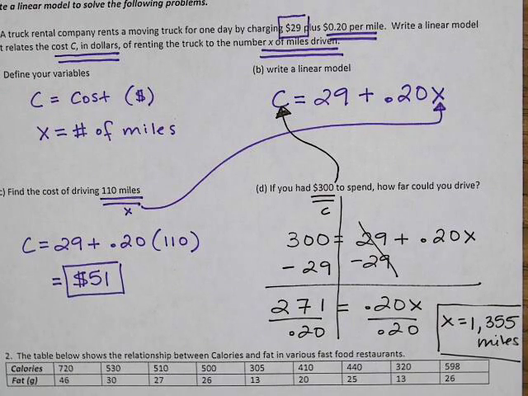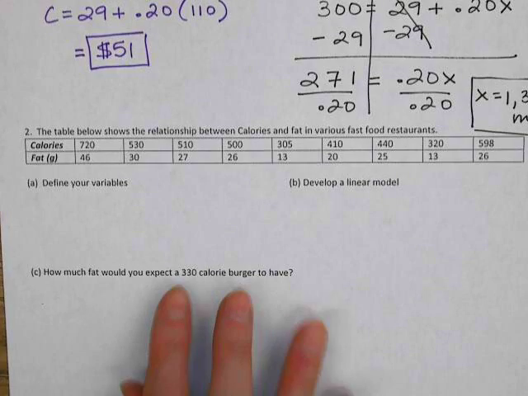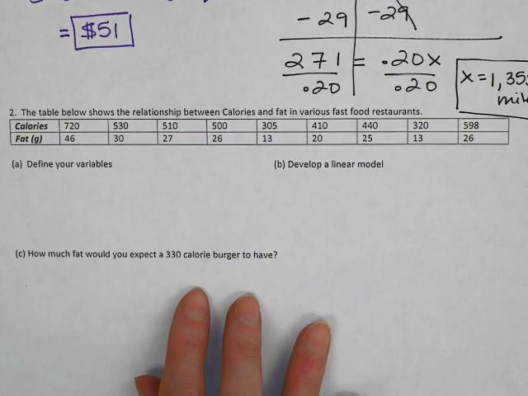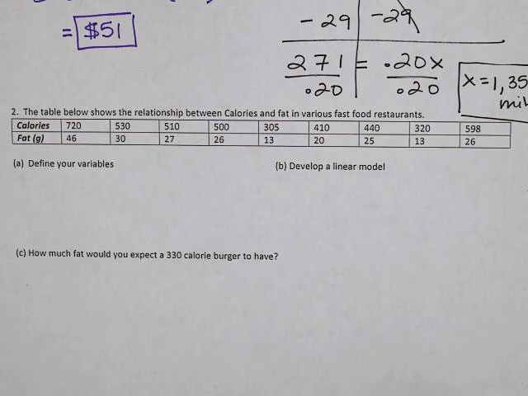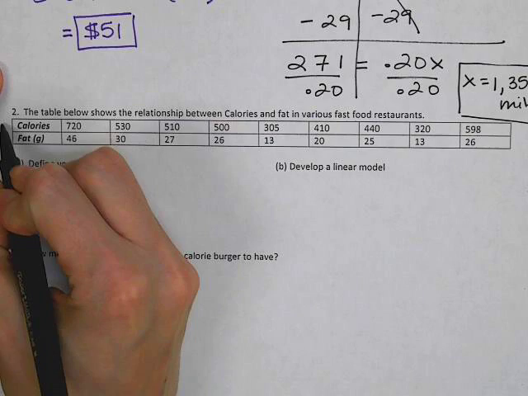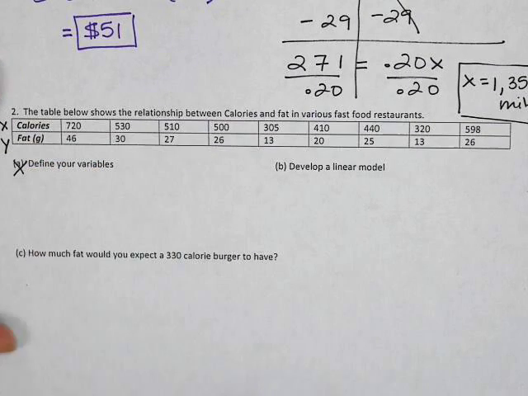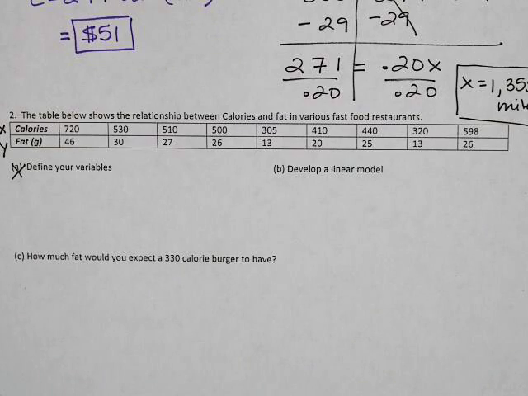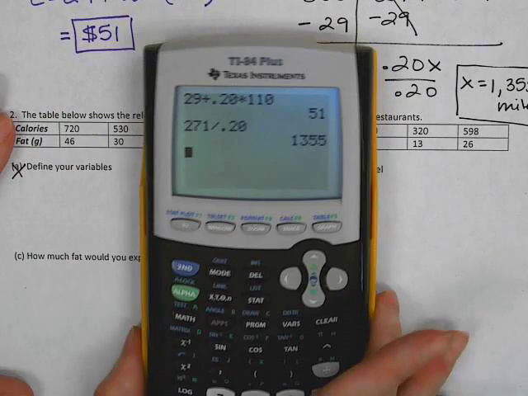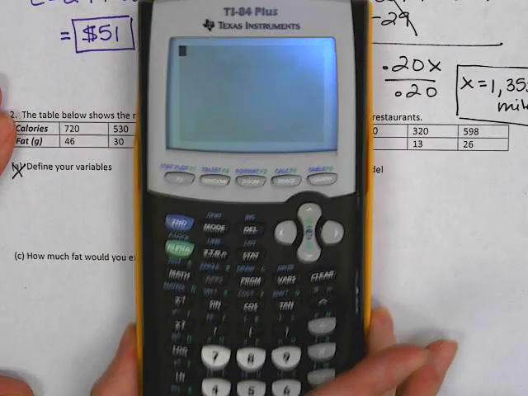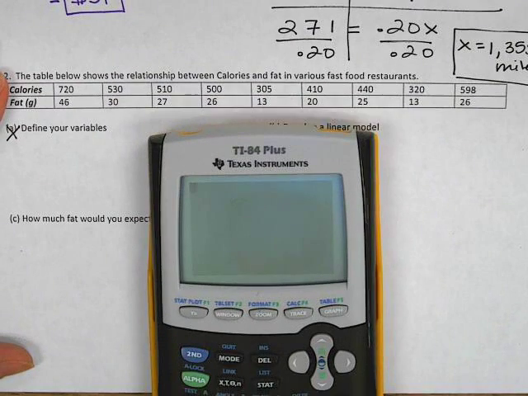Okay, and then the last one is linear modeling, but with the graphing calculator, so that's back to the table. And then option 4 does it all for you. Okay, so calories is X, fat is Y. That's defining your variables. To develop a model, we're going to go to our list. And you should be a pro at this by now.